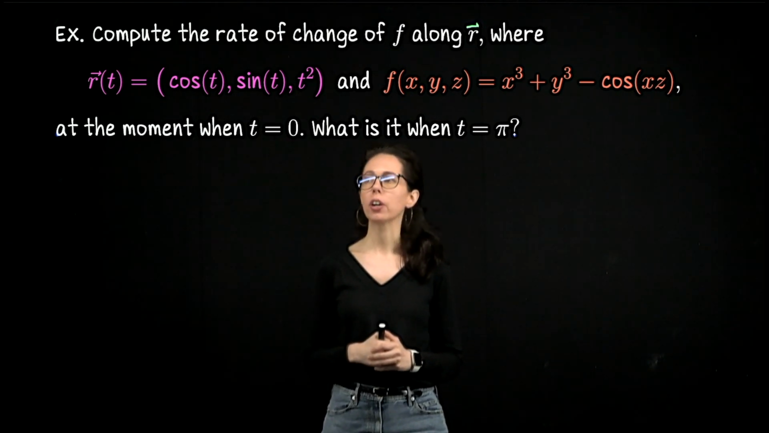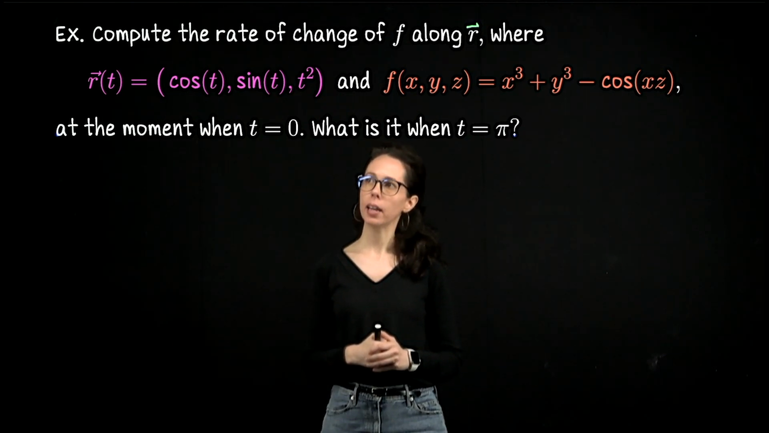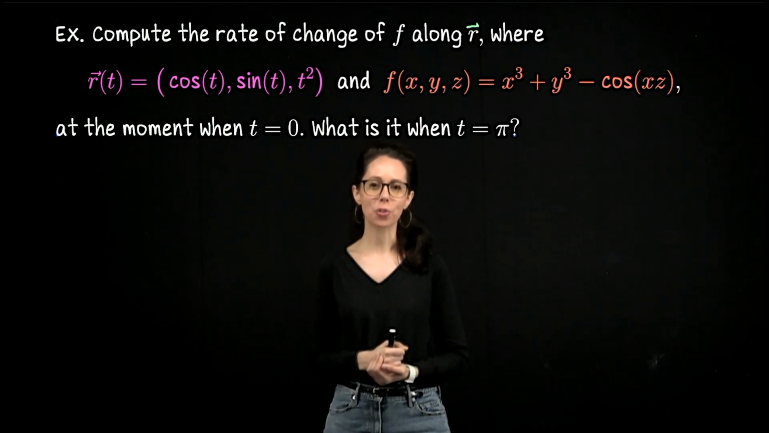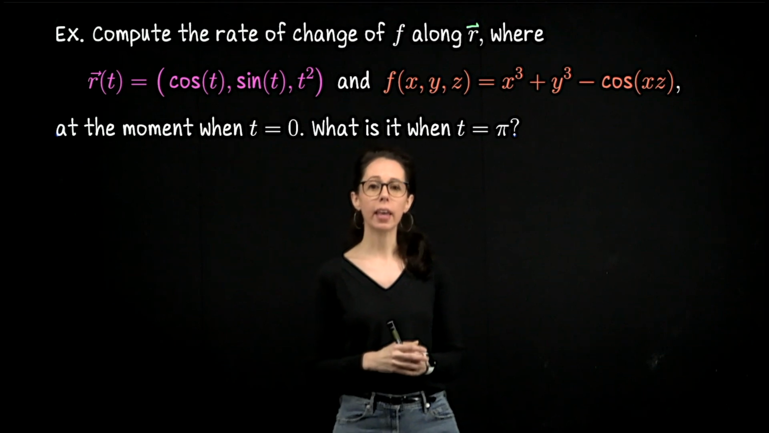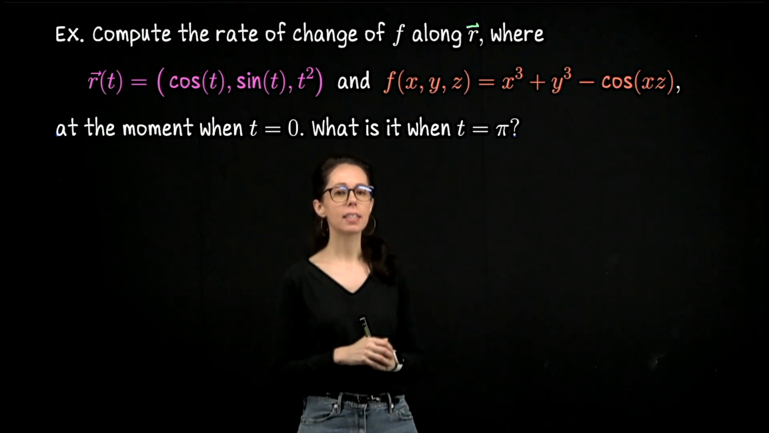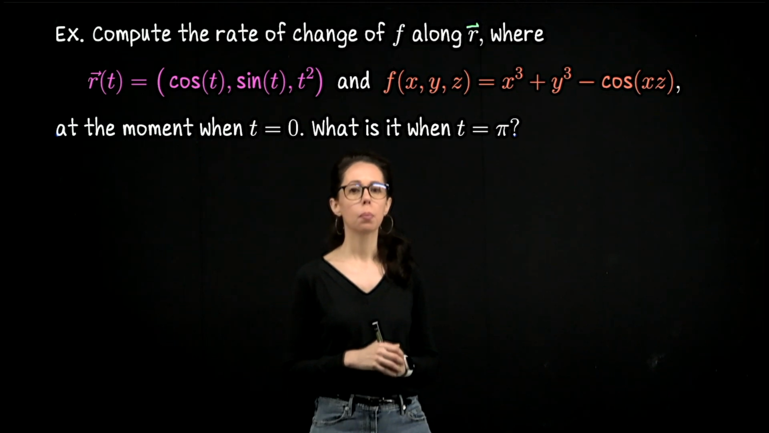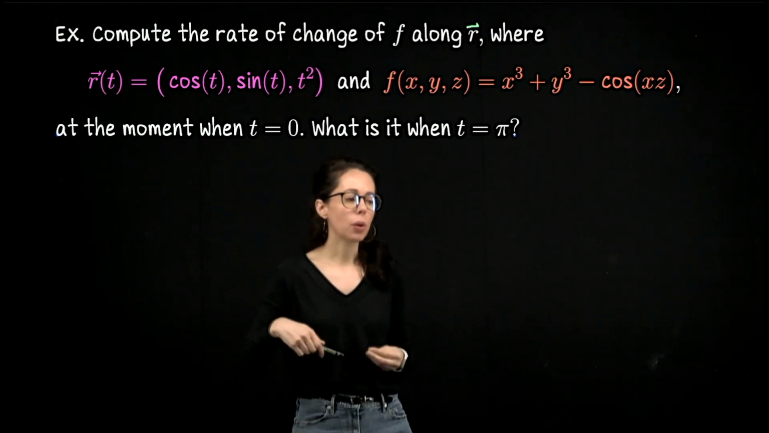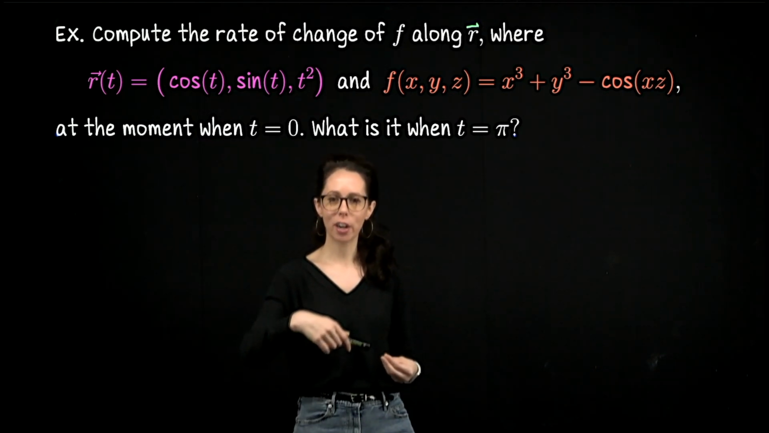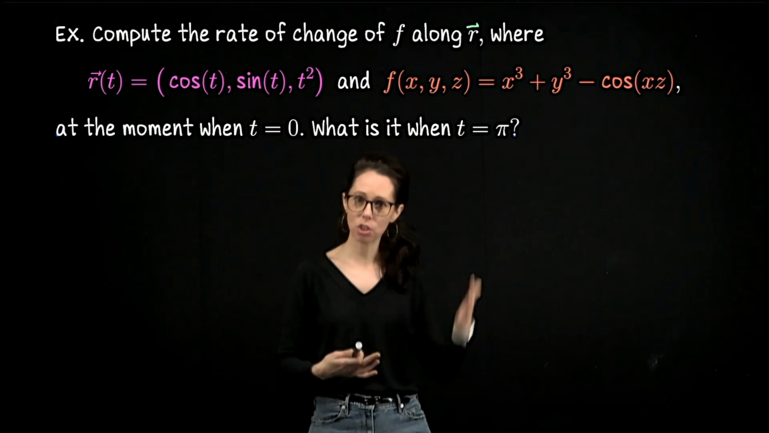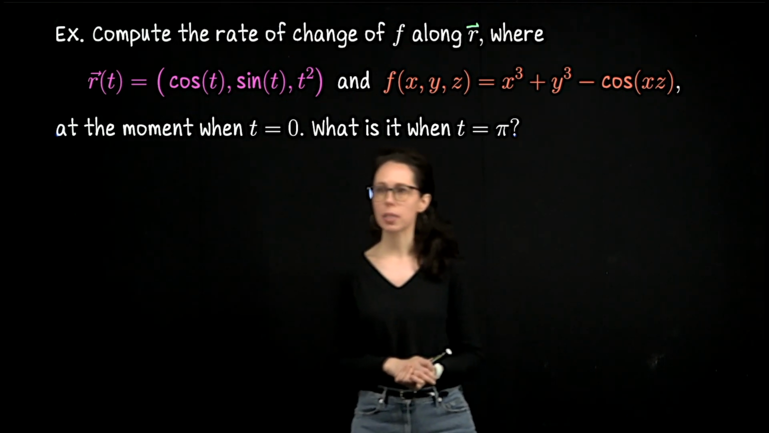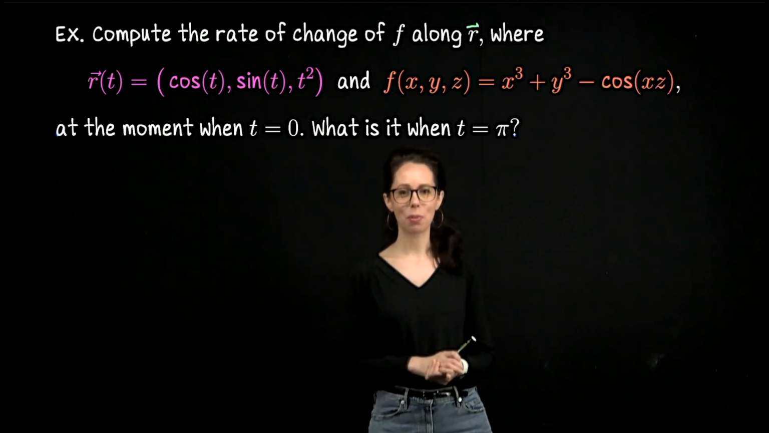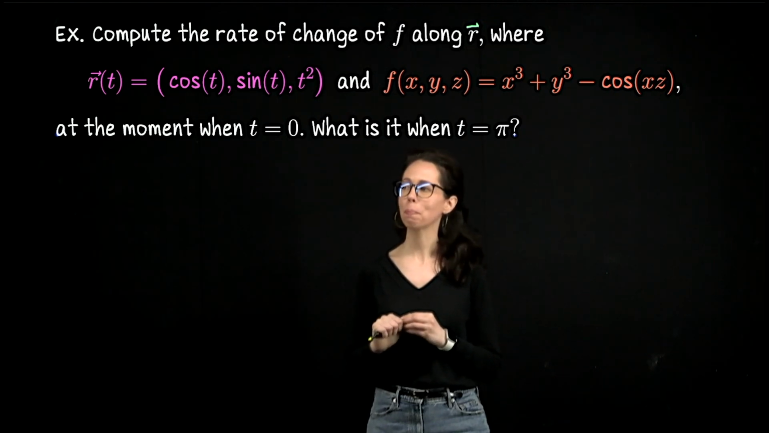So here we have the curve. R of t is cosine of t, sine of t, t squared. I didn't give a domain for the parameter t, but you can imagine that t goes from negative infinity to infinity. And then our scalar valued function of three variables is f of x, y, and z is x cubed plus y cubed minus cosine of x times z. We want to imagine that we are measuring our function along the curve, and we want to know the rate of change of the function just restricted to the curve. I've given us two specific moments to think about, so we'll start with t equals 0, then I will give you a chance to work through t equals pi before I finish this lesson with that example.